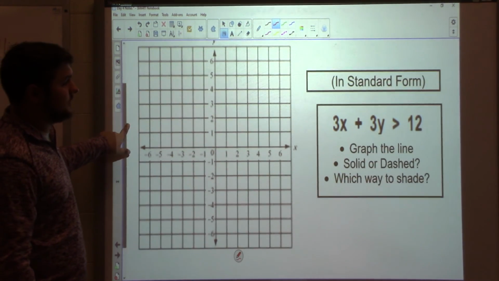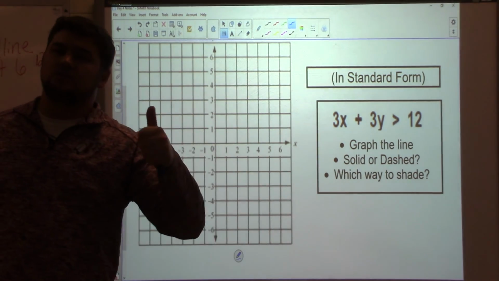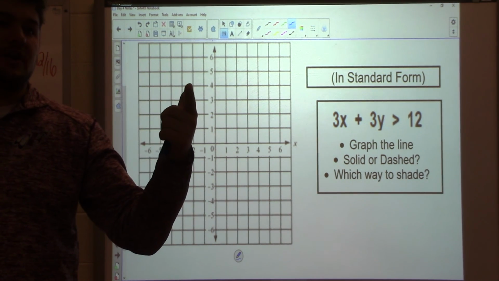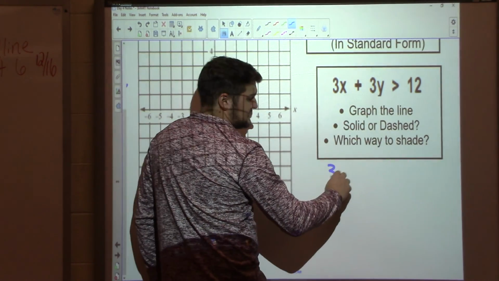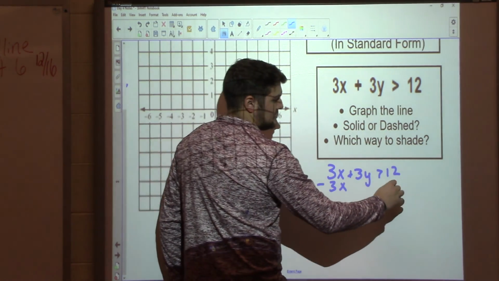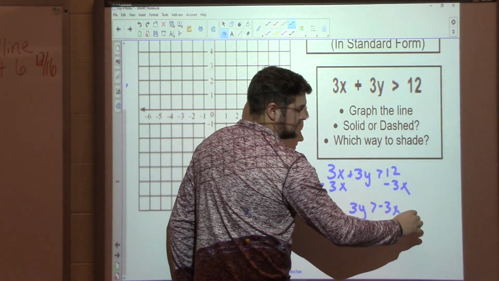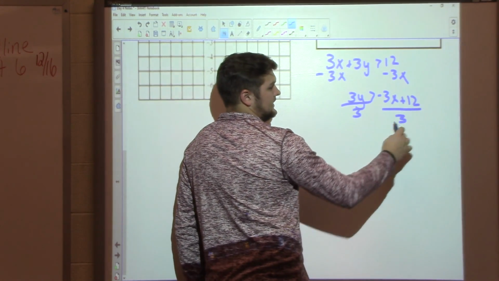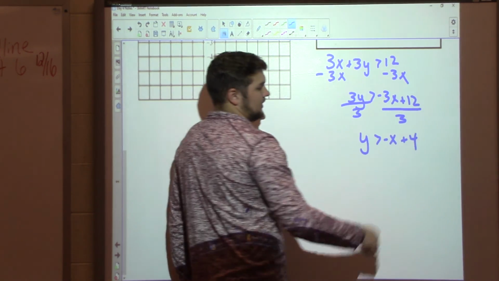So, next one's in standard form. 3x plus 3y is greater than 12. Hey guys, would you rather do the cover-up method, or would you rather do solve for y? Solve for y? Alright, we'll solve for y then. So if I have 3x plus 3y is greater than 12, I'm going to subtract 3x. I get 3y greater than negative 3x plus 12. And then divide by 3. Y is greater than negative x plus 4.